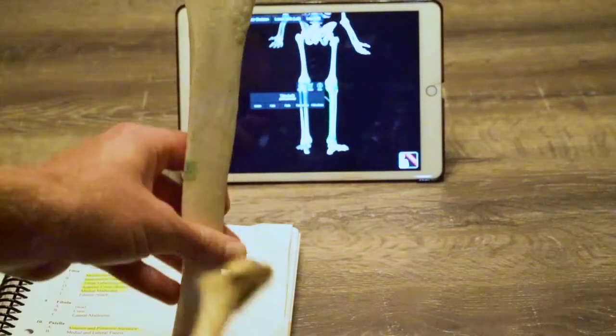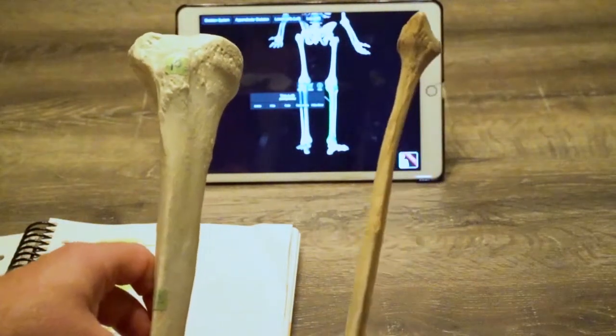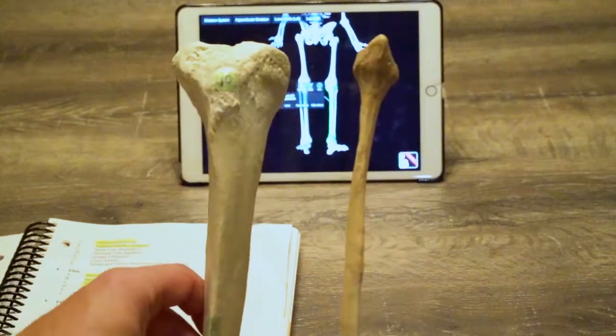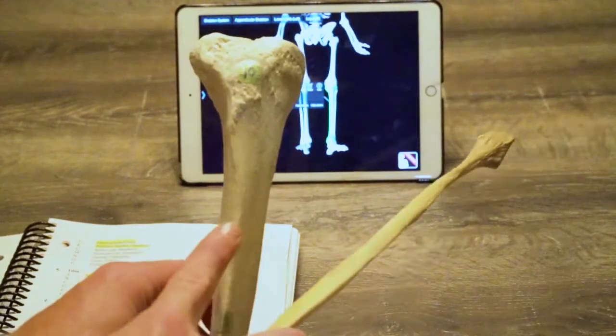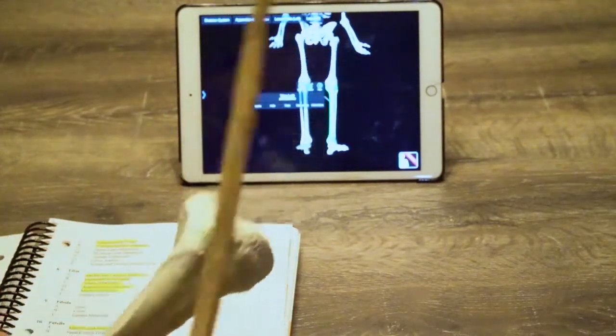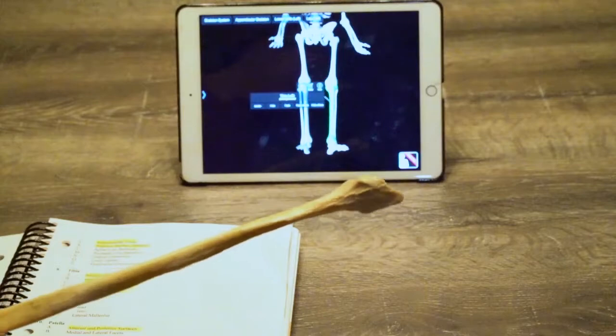So how I remember this is that the tibia takes the shape of a capital T. Does one of these look like a capital T to you? Well, yeah, this one does, right? Here's the capital T right there. So this is your tibia. Well, this is your fibula right there.